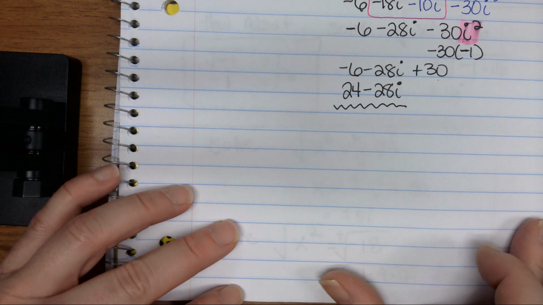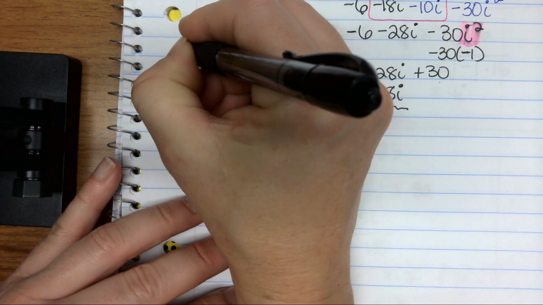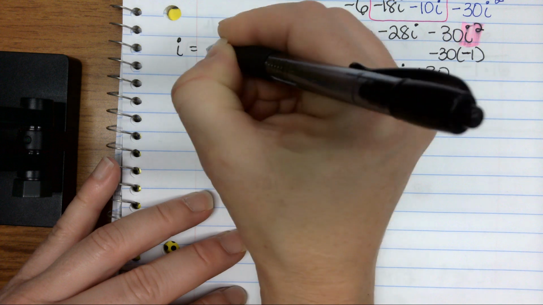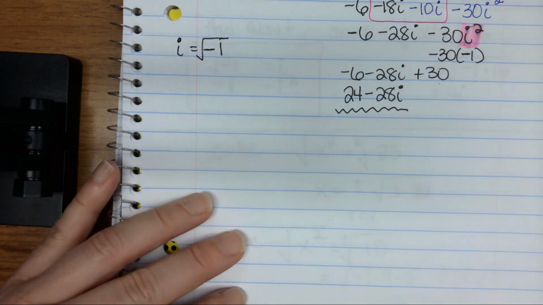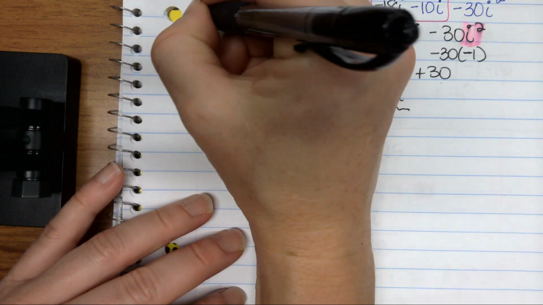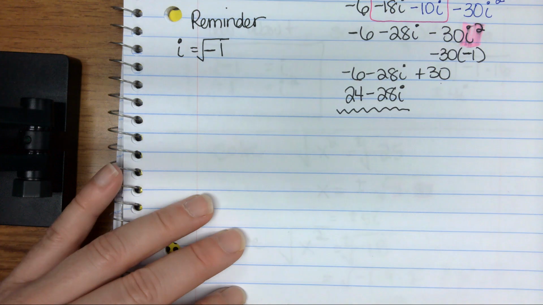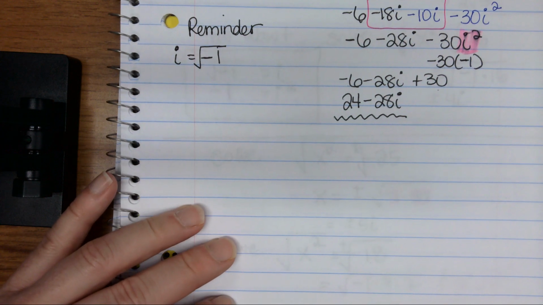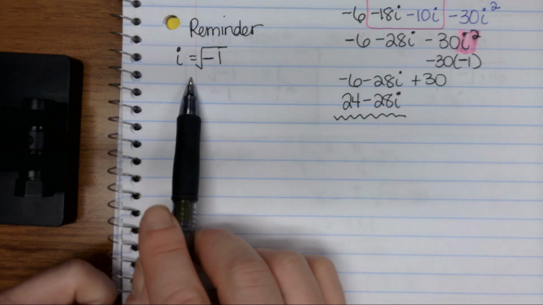With non-real numbers, we said that i was the same thing as the square root of -1. It's just our reminder for today. I'm going to write it here too. And what that did was it allowed us to take the square root of a negative number, and this is a non-real or imaginary answer.